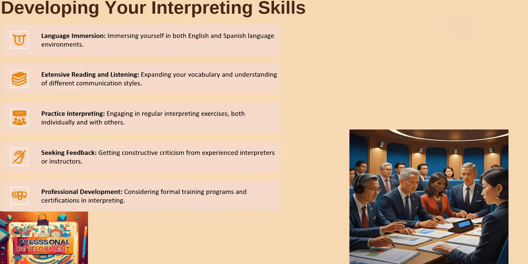Very important for you to read literature, just to expand your vocabulary, practice interpreting. If you're really good at simultaneous, then practice consecutive. If you're really good at consecutive, then practice simultaneous and the other way around. And be teachable, right? We want to be teachable and we want to get feedback, constructive criticism all the time as to where we have areas of growth. And professional development is critical.